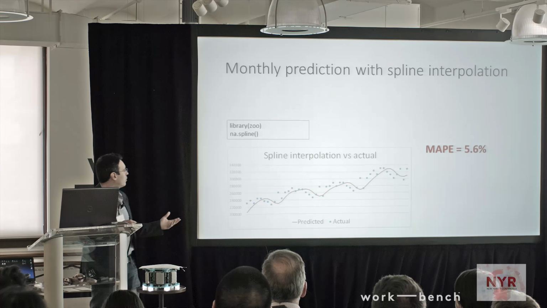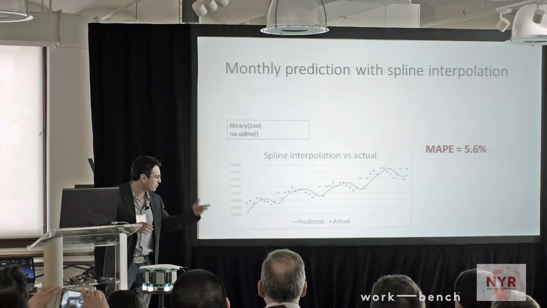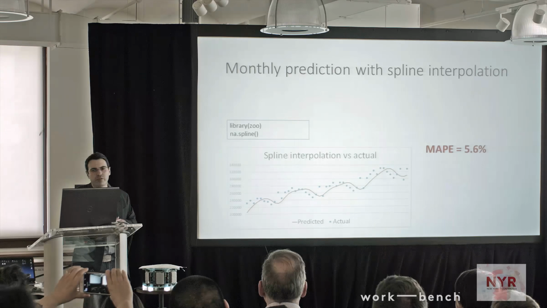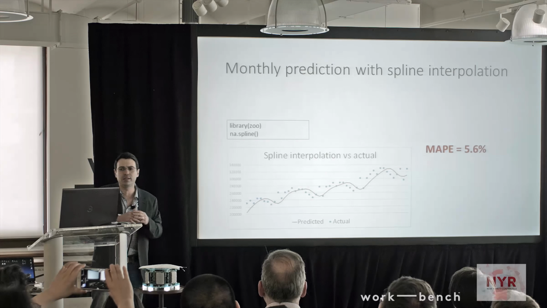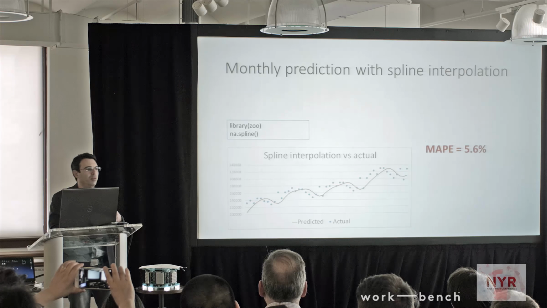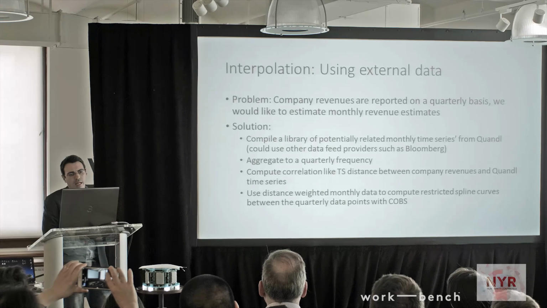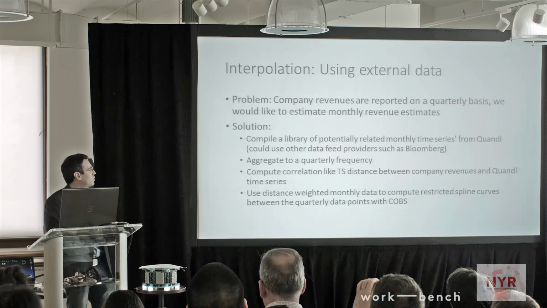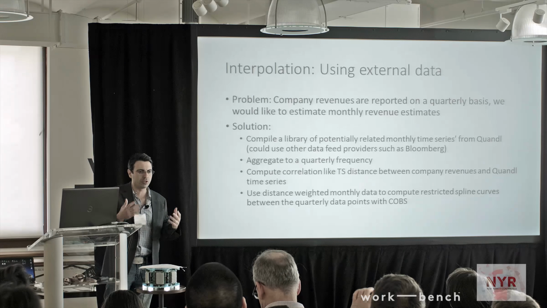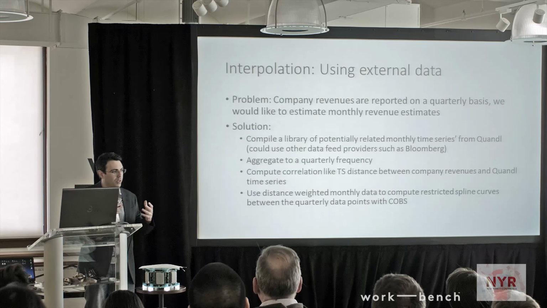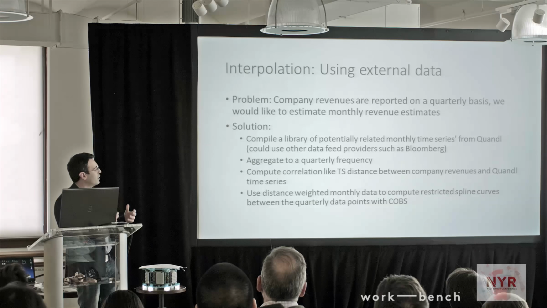Okay, we can do a little bit better with spline interpolation. The assumption is more of a gradual change between quarters rather than a step change. Okay, a little bit better. But what we can do here is use external data. We can try to use external data to do the same thing, but a little bit better.